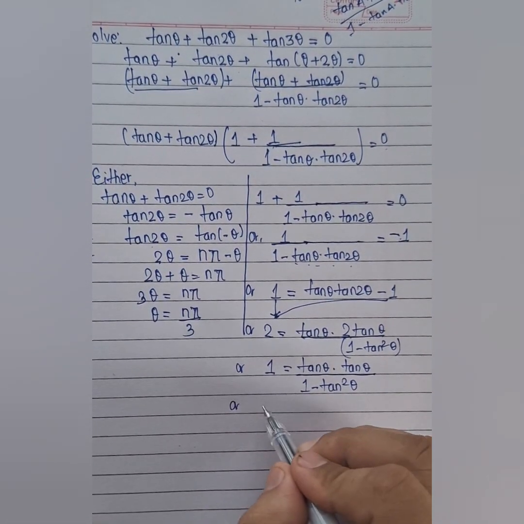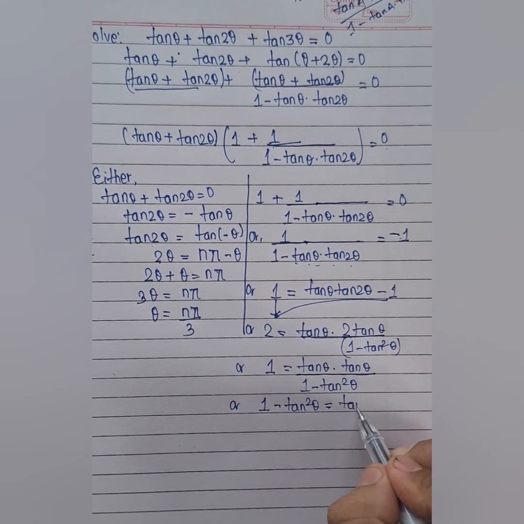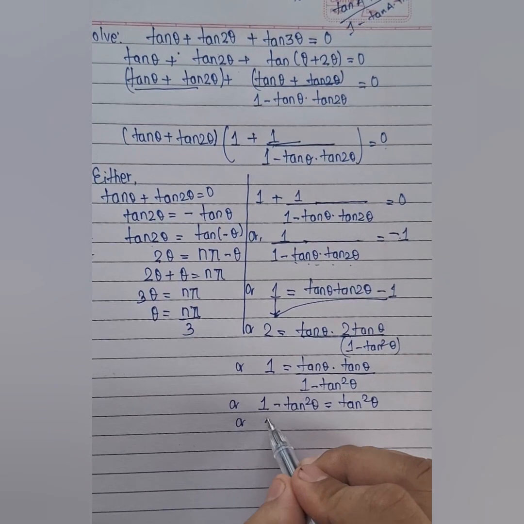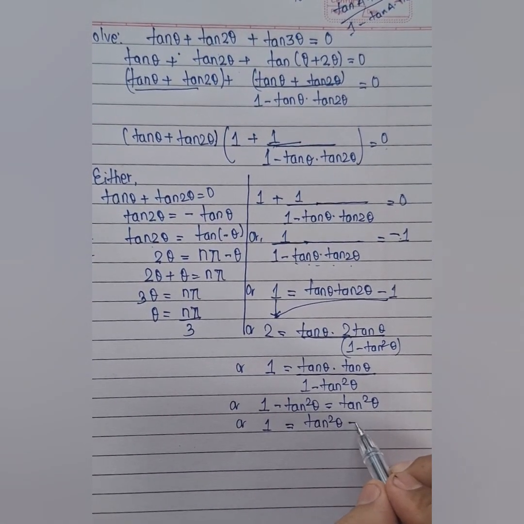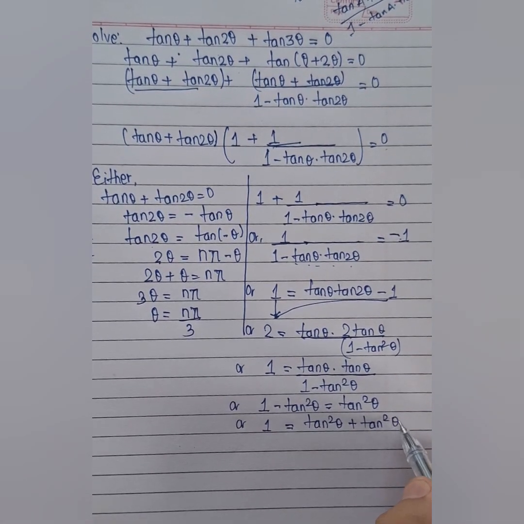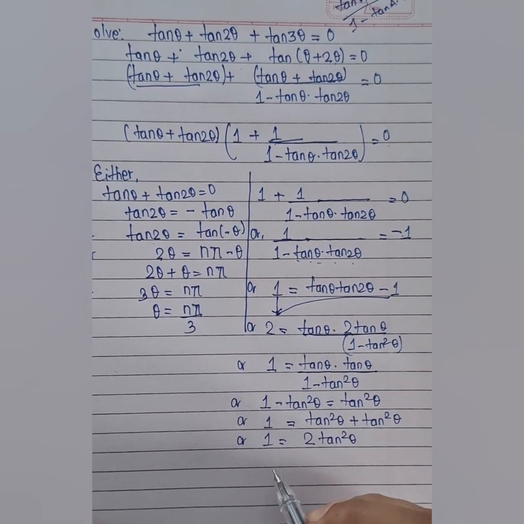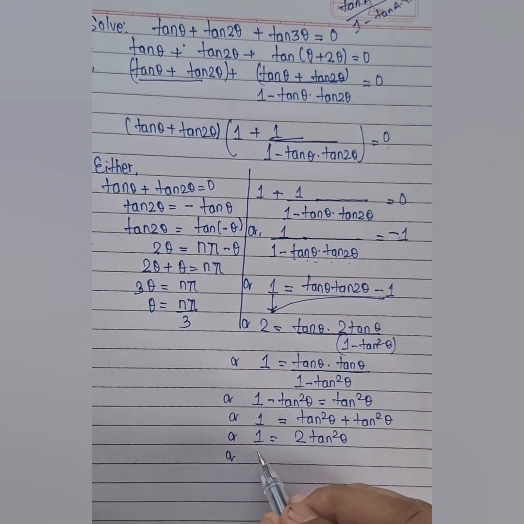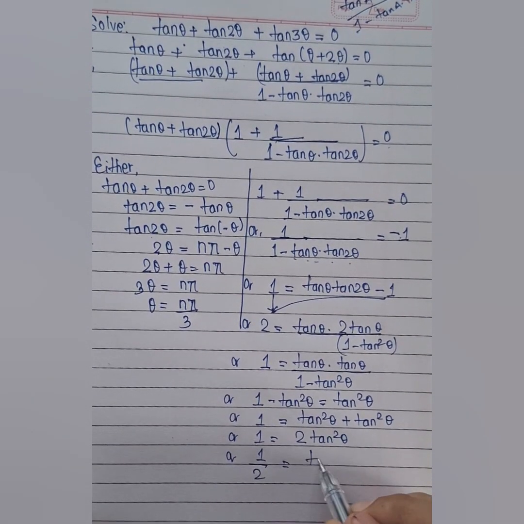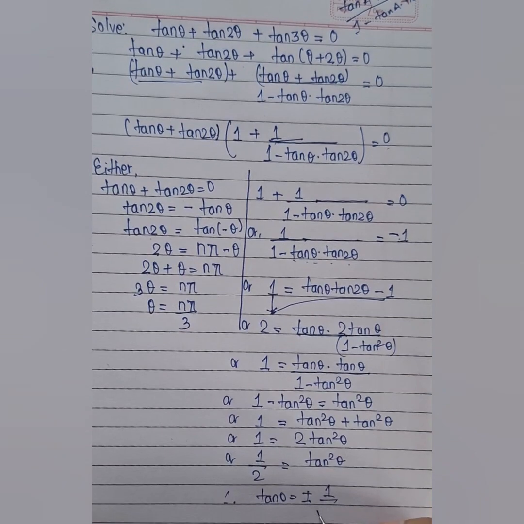Now I'm going to cross multiply it. 1 minus tan square theta equals to tan square theta. So this is going to be 1 equals to, if I take this minus tan square theta on the other side, it is going to be plus tan square theta. So it's 1 equals to 2 tan square theta. I'm writing it in this way. I hope you're getting it. So I can write this as 1 by 2 equals to tan square theta. So ultimately tan theta is going to be plus minus 1 by root under 2.